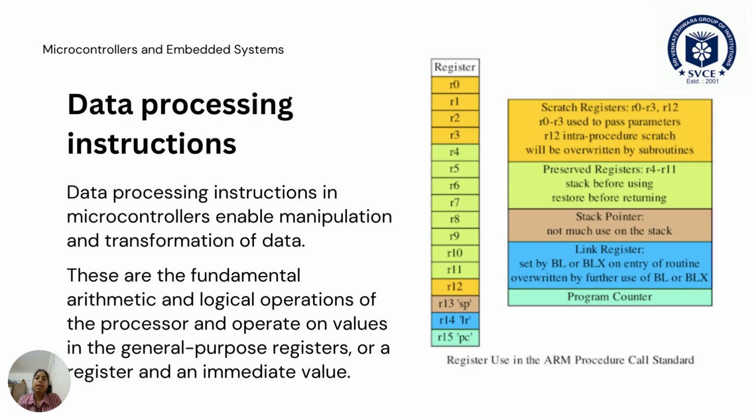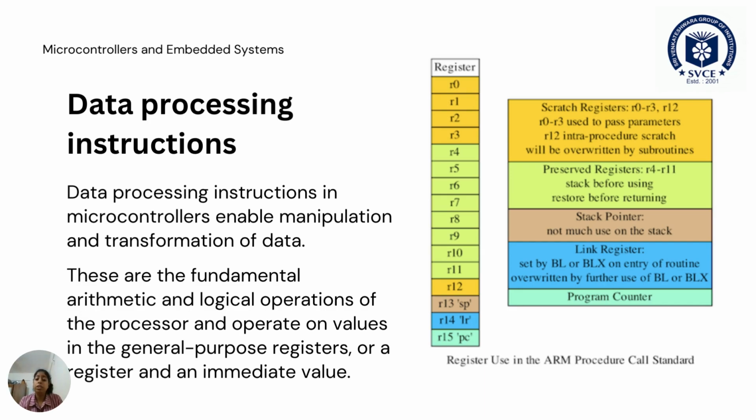So, what are data processing instructions? These are the instructions that allow microcontrollers to manipulate and transform data according to specific requirements. These are the fundamental arithmetic and logical operations of the processor, and they operate on values in general purpose registers or a register and an immediate value.